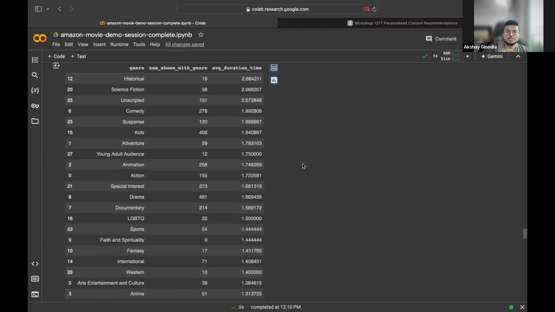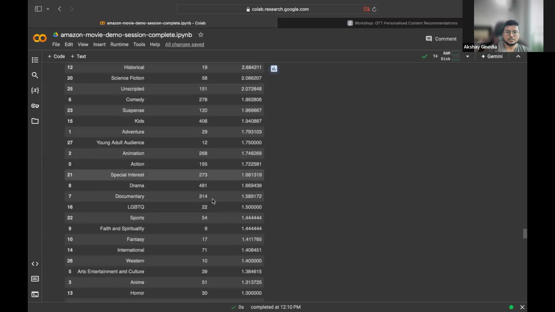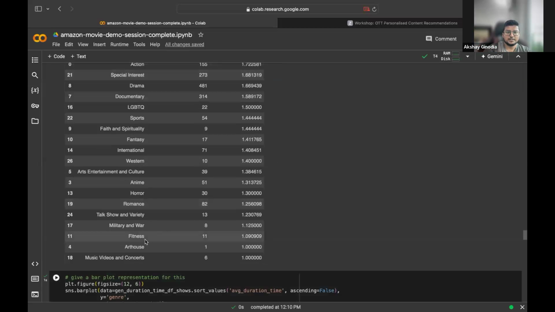Here also it looks like it is highly dominated by historical TV shows, like the one we saw in the movies, where the duration of the movie was high. Here the duration is the total number of seasons, and this is the total number of titles or TV shows with that particular genre. The lowest starts with fitness, so fitness is low in terms of number of seasons also. It was also low in movies, along with art house, music videos and concerts.